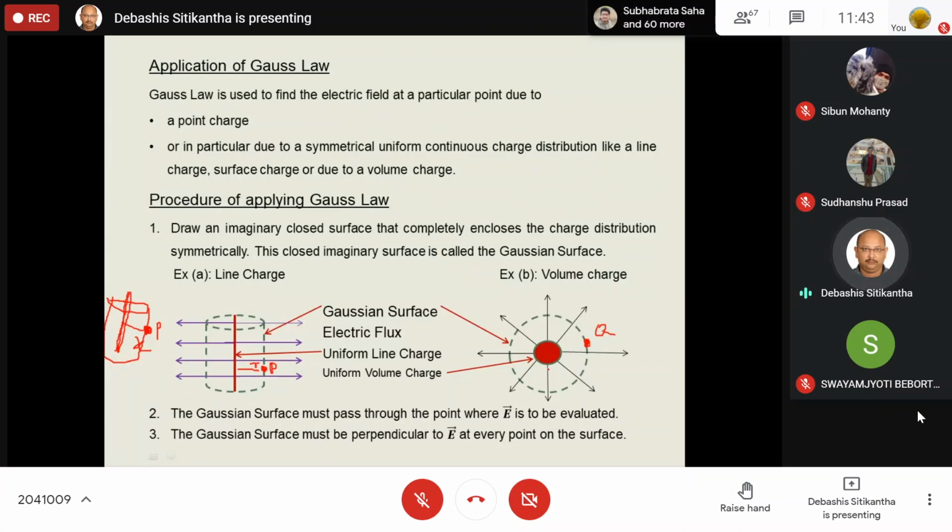And one such case is this one. So here you can see the electric field is absolutely non-uniform. So even in this case, by application of Gauss law, we can easily find out the electric field at the point Q, right? The last one is not actually a procedure, it is just a precaution. The Gaussian surface must be perpendicular to E vector at every point on the surface. Okay, now you can see this Gaussian surface is perpendicular to the electric field line.